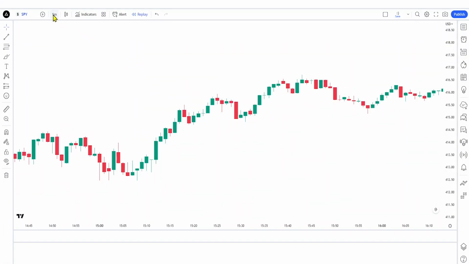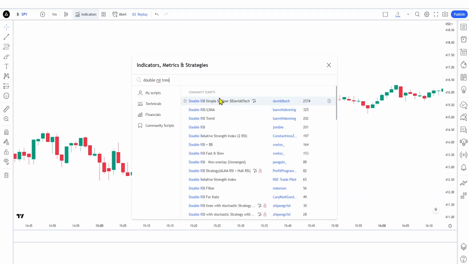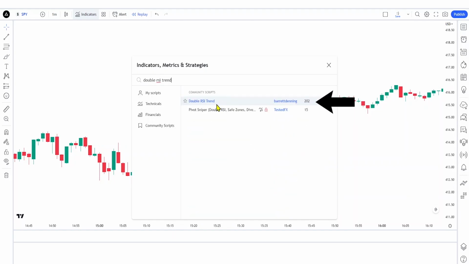So we are currently looking at a 1-minute chart of SPY, which is also the best time frame for this trading strategy. So open your indicators tab and let's add all necessary indicators to our chart. The first indicator we will be using is called double RSI trend. We will be using this very first one by Barrett Denning, so left click it once.